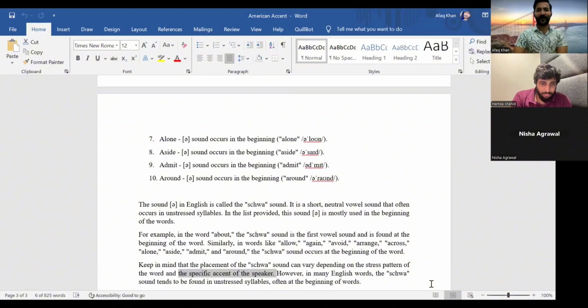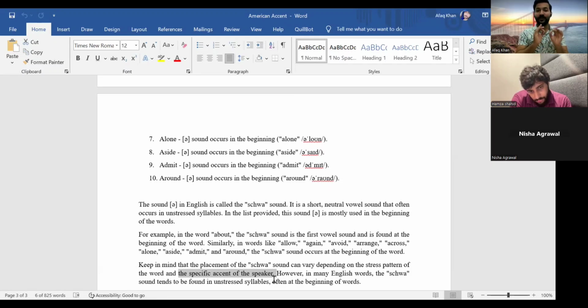Okay. So one of the most important points here is the specific accent of the speaker, as I've already told you. It mainly depends on the speaker's accent, and it also depends on the stress pattern, right? So it is the most important point that how much you stress the word depends on the speaker, exactly how much to stretch the word, as I've already told you that it varies.